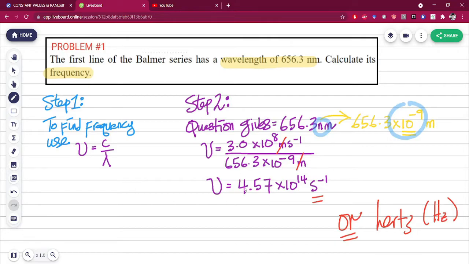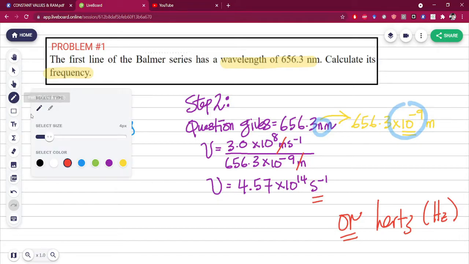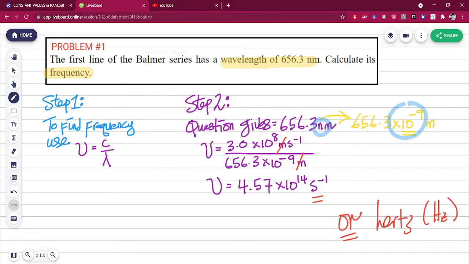Always remember, frequency means how many peaks of the wave are formed in 1 second. In this piece of information, you can see that in 1 second, a lot of waves are going to be produced. Sorry, those are very bad looking waves. So there are a lot of waves produced in 1 second, so it's a very rapid wave formation for this particular line in the Balmer series.